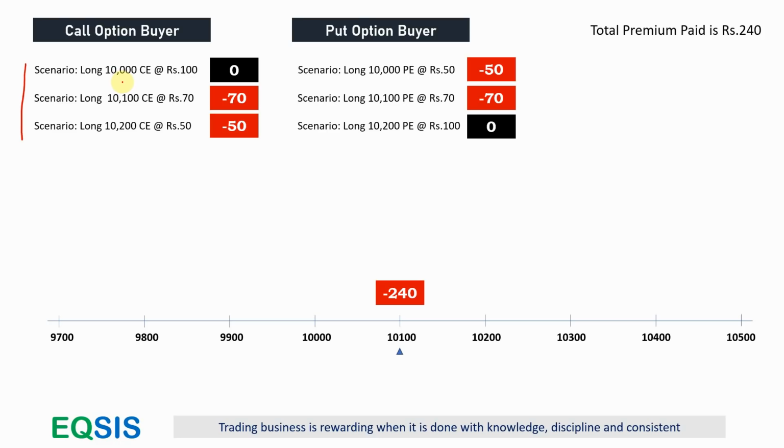Let's say we have 3 options: the 10,000 call, 10,100 call and 10,200 call, and likewise the 10,000, 10,100 and 10,200 puts. I've taken premiums: the calls are trading at 100, 70 and 50 respectively, and the puts at 50, 70 and 100. Let's assume the market is around 10,100.